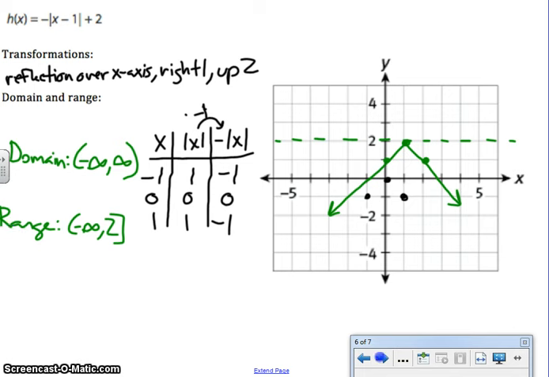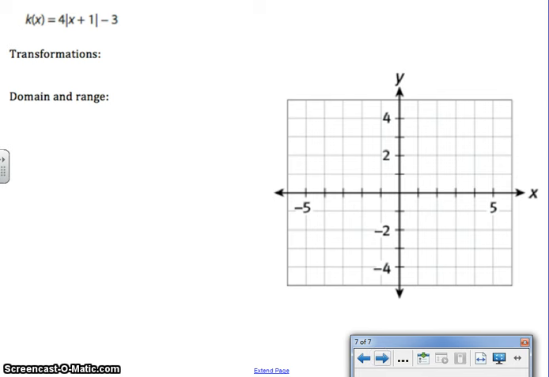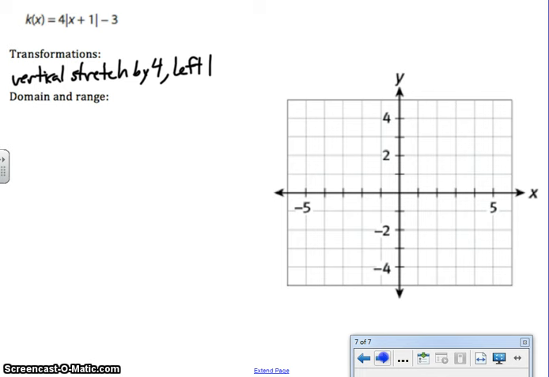All right, let's do one more that kind of encompasses everything here. So first we start by listing our transformations. All right, so first thing, that 4 is going to give us a vertical stretch by 4. The 1 inside the absolute value is going to move us left 1. And the -3 at the end there is going to move our whole graph down 3. Okay, so domain and range will wait until we get our graph to look at.